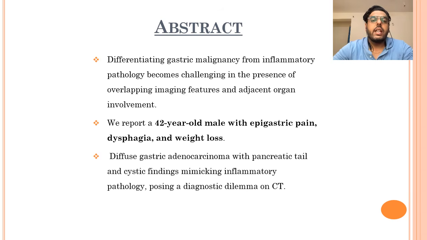Abstract. Differentiating gastric malignancy from inflammatory pathology becomes challenging in the presence of overlapping imaging features and adjacent organ involvement. Here we are reporting a 42-year-old male patient who presented with epigastric pain, dysphagia, and weight loss. On imaging, the picture was of diffuse gastric adenocarcinoma with possible focal pancreatic tail involvement and cystic findings which mimic inflammatory pathology, therefore posing a diagnostic dilemma on the CT.